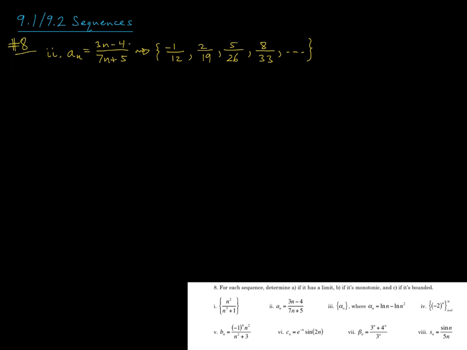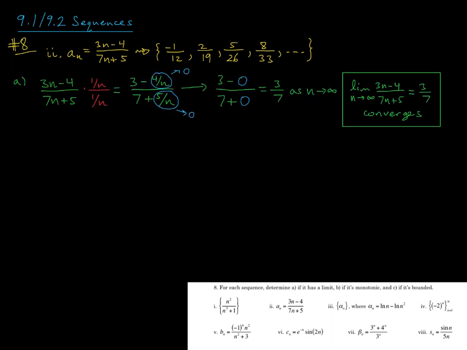Well, notice here the numerator, 3n minus 4, that's a linear function that's going to approach infinity. The denominator is also a linear function. It's going to approach infinity. But since they're both linear, the numerator and denominator, they're going to approach infinity at comparable rates. So there we're going to get a finite non-zero limit. And what is that limit?